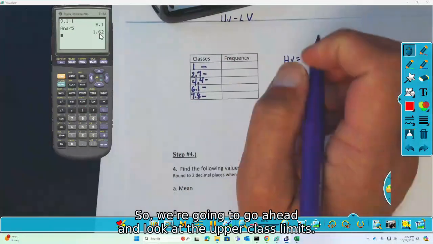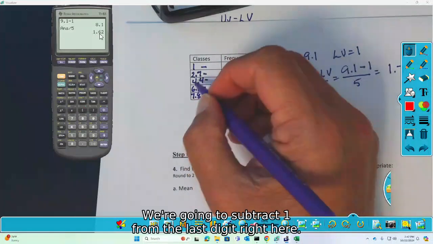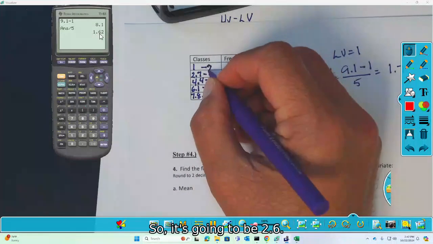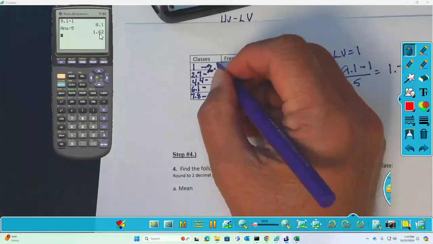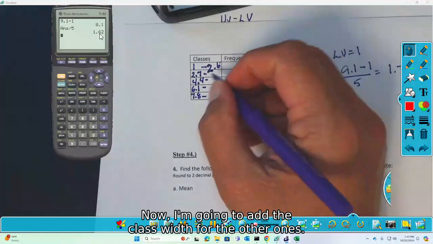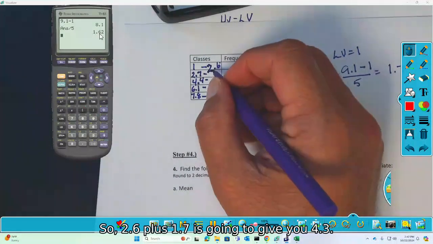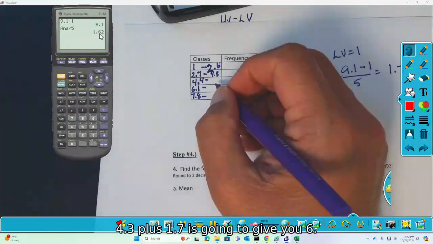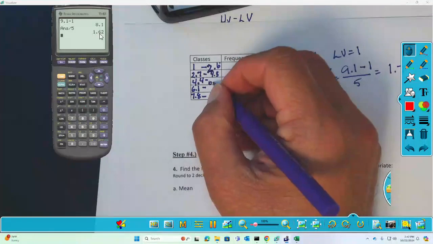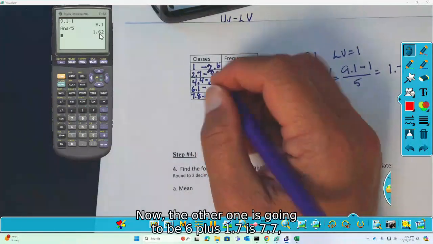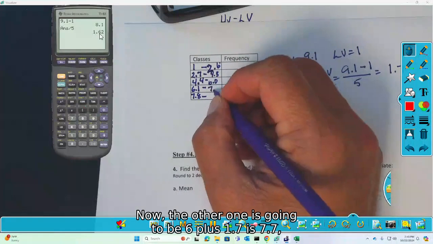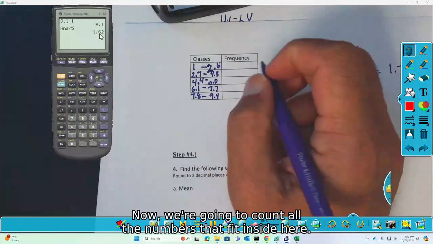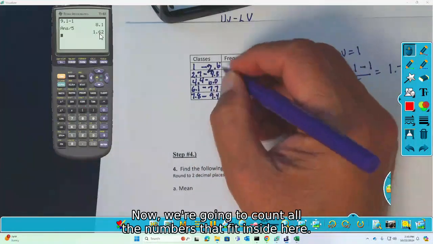So we're going to go ahead and look at the upper class limits. We're going to subtract 1 from the last digit right here. So that's going to become 2.6. Now we're going to add the class width for the other ones. So 2.6 plus 1.7 is going to give you 4.3. 4.3 plus 1.7 is going to give you 6. Now the other one is going to be 6 plus 1.7 is 7.7, and 7.7 plus 1.7 is 9.4. Now we're going to count all the numbers that fit inside here.